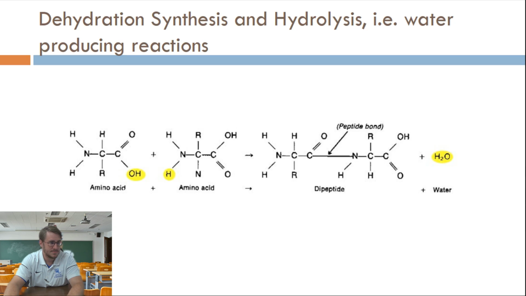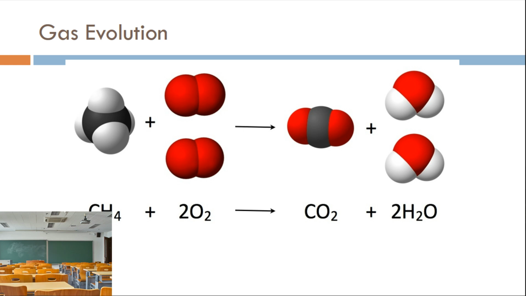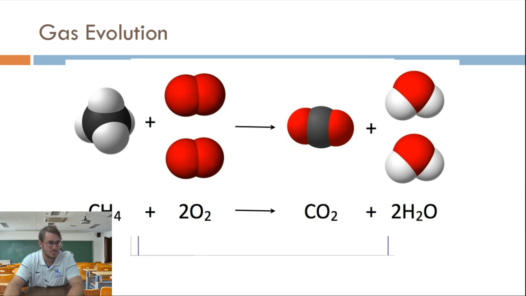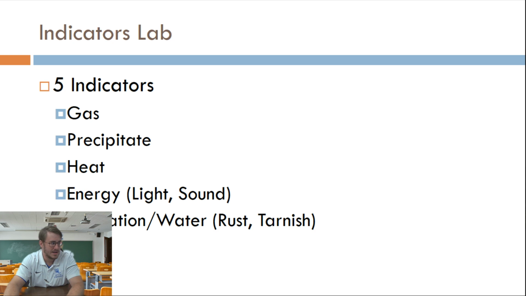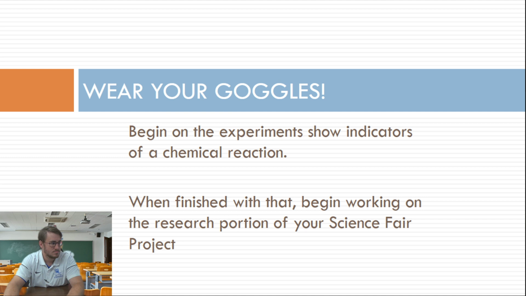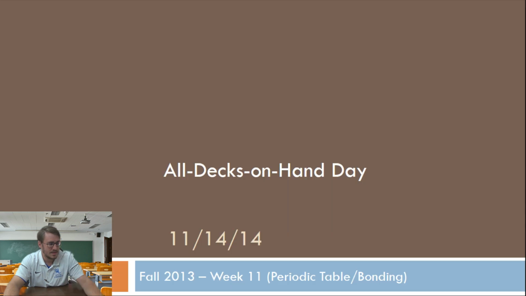Look at the different types. Evolution is the other word, gas formation is called evolution, and then precipitation. We're going to be doing those five indicators lab and watch this occur. Wear our goggles, and that is it.